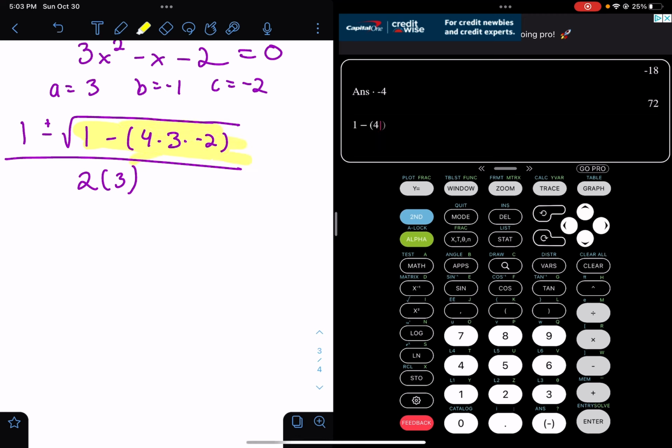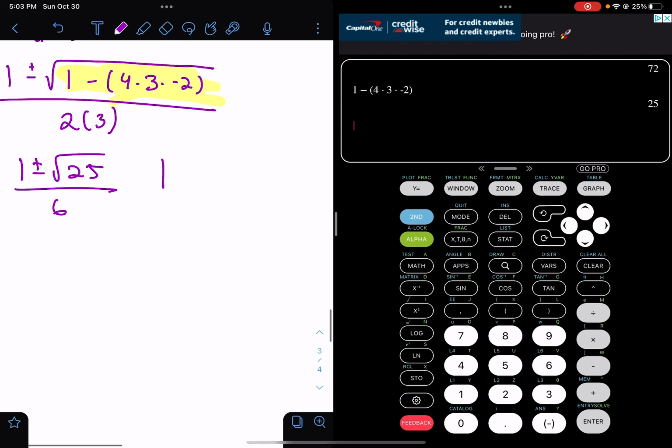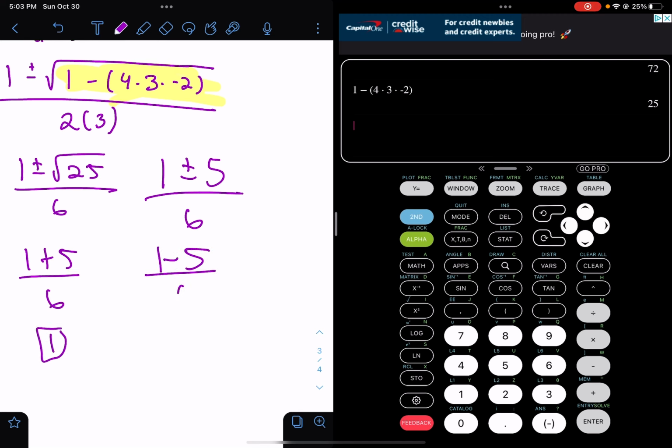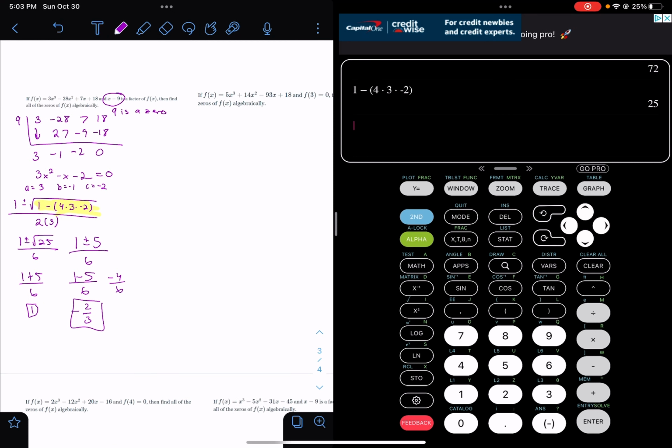1 minus 4 times 3 times negative 2. And we get a nice 25 in there. Square root of 25 is 5, so we end up with 1 plus or minus 5 all over 6, which gives us 1 plus 5 over 6, which is 6 over 6, which is 1. 1 minus 5 all over 6 is negative 4 over 6, which gives us negative 2/3. So here, all of our zeros are going to be 9, 1, and negative 2/3.